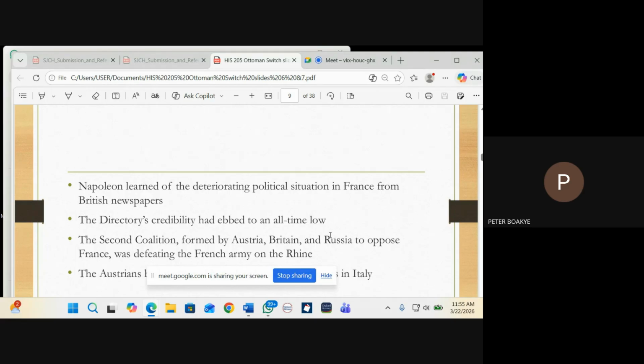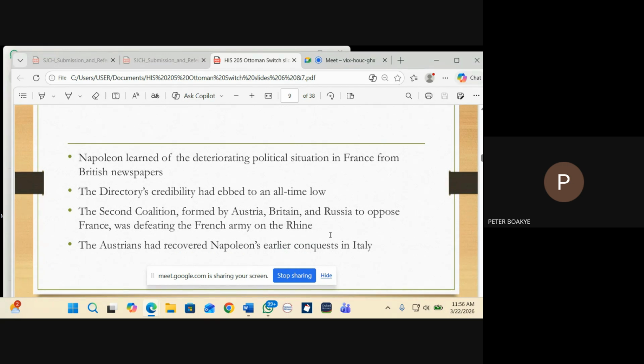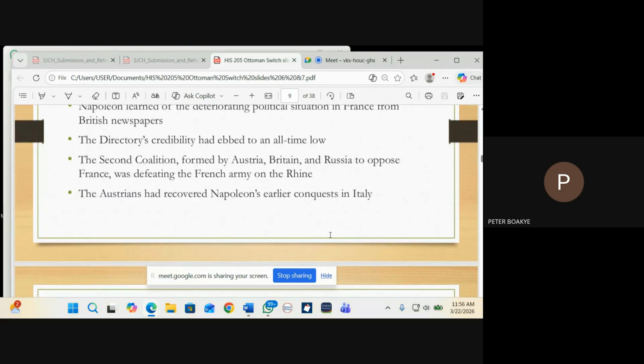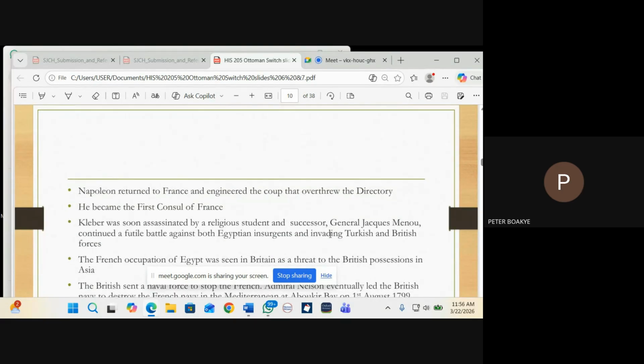Napoleon learned of the deteriorating political situation in France from British newspapers. The Directory's credibility had ebbed to an all-time low. The Second Coalition, formed by Austria, Britain, and Russia to oppose France, was defeating the French army on the run, and the Austrians had recovered Napoleon's earlier conquest in Italy. So he decided to go back. Napoleon returned to France and engineered the coup that overthrew the Directory. He became the First Consul of France.